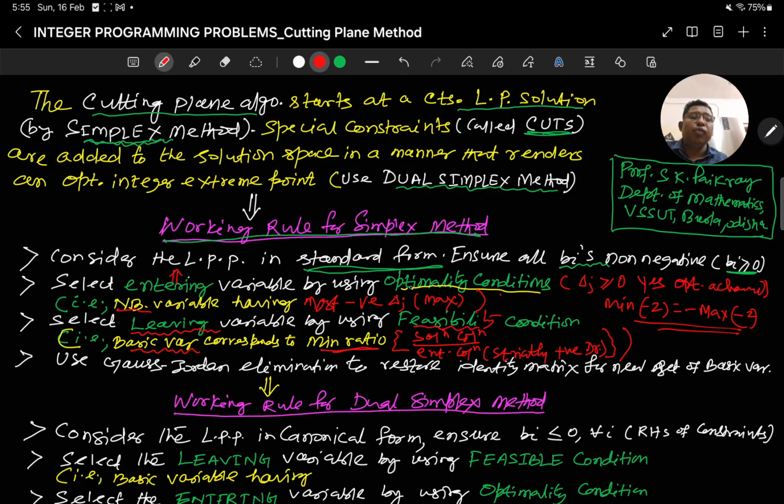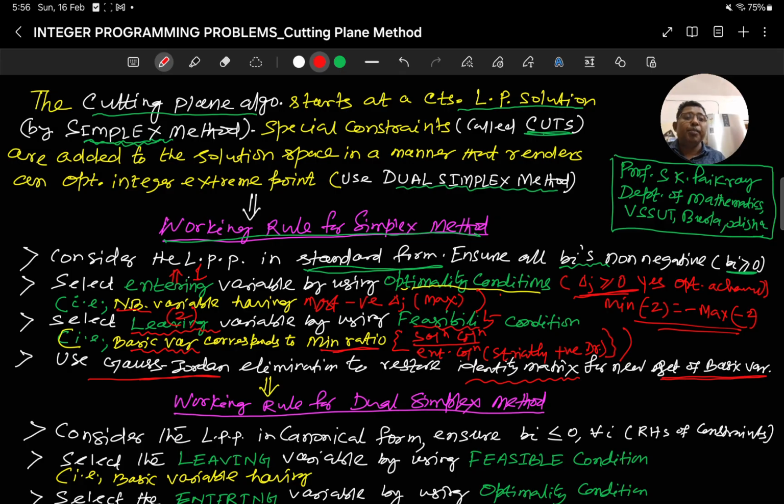After this, we have a new set of basic variables. This new set of basic variables is restored to the identity matrix by using Gauss-Jordan elimination. We continue the process of entering and leaving until we achieve that the net evaluation delta j is greater than or equal to 0. If I explain one example, then your idea will be clear.